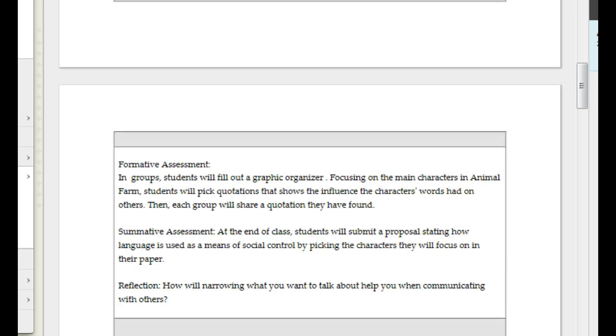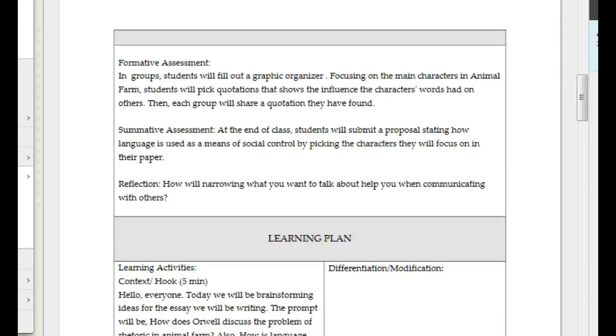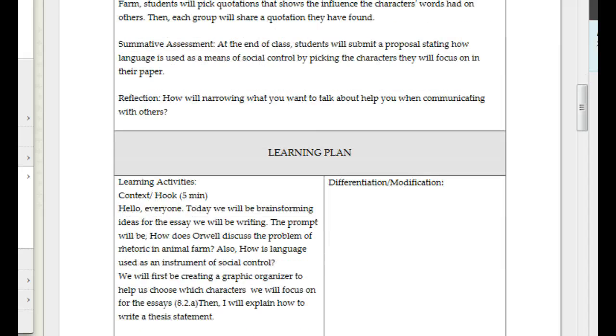All right, so for your assessment, these are well done. I can see that you formatively are going to look at their graphic organizers and make sure that the kids are on track as far as choosing characters and analyzing those characters to meet their goal. So that's well done. And then the summative assessment obviously is working towards their actual paper. All right. So those are well done.